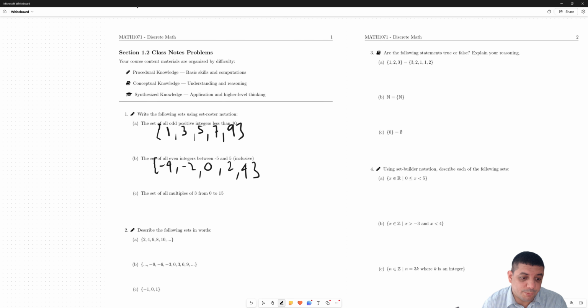The set of all multiples of 3 from 0 to 15. So we have 0, because 0 is a multiple of 3, 3 times 0. So 0, 3, 6, 9, 12, and finally 15.